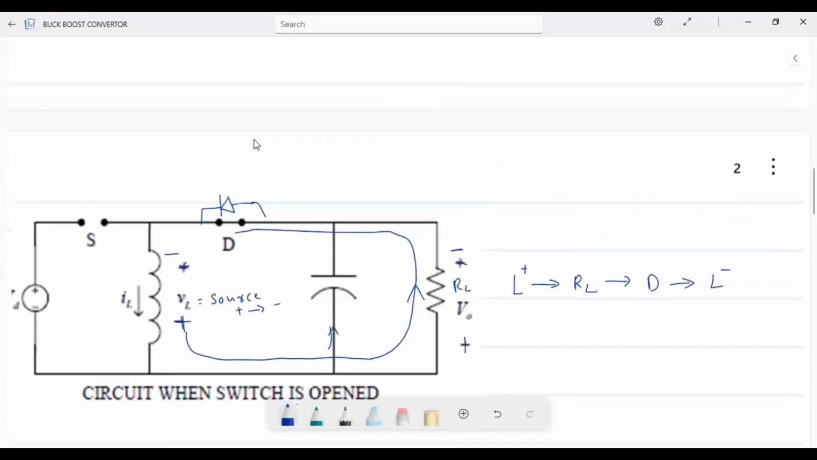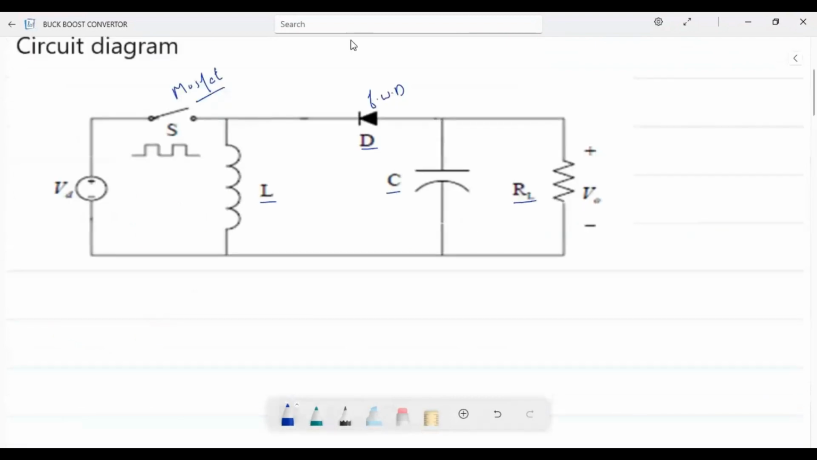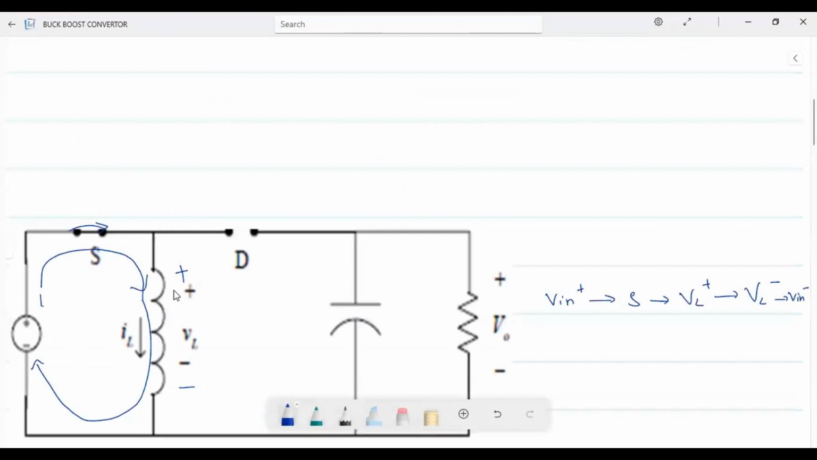So when the switch was in the open position, we can see the circuit diagram. Switch was in the open position. Here it was positive. This positive is connected to negative of this diode. So the diode will be in reverse bias condition. So when the switch is in the closed position, this was the diode position. So positive is connected to negative cathode of the diode. So your diode will be in off position.